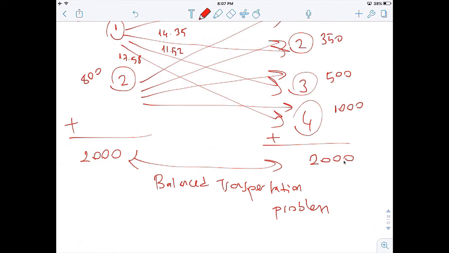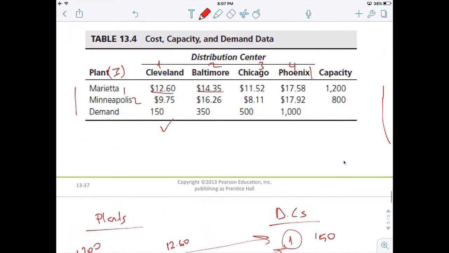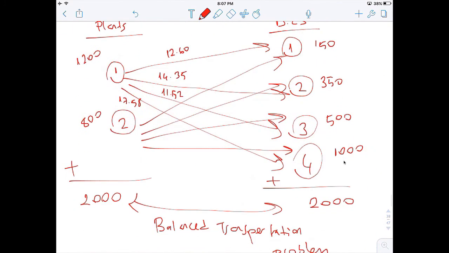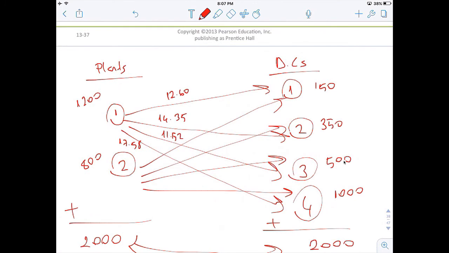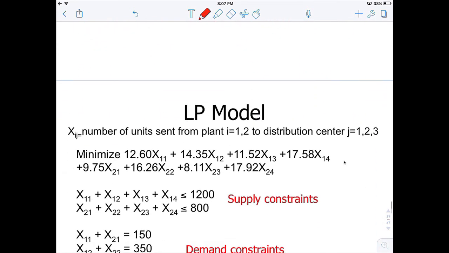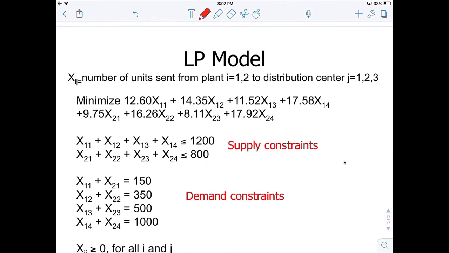So this is the network representation of the transportation problem, and these are the data that we have originally. The problem is, what should be the amount of shipments from each plant to each DC so that the DCs' demands are satisfied and we are not exceeding the capacities at the plants. Again, the first step is to define the decision variables. I already gave you the hint: the decision variables are the number of units sent from plant I to distribution center J.